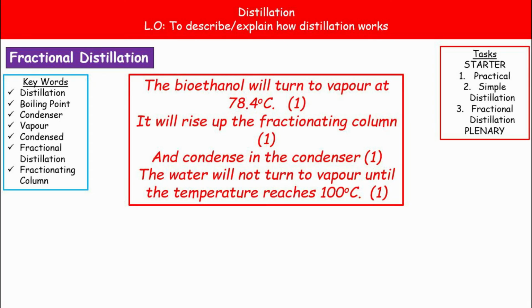Let's mark that answer then. 4 marks available for us here. First one is for pointing out that bioethanol will turn to vapour at 78.4 degrees Celsius. Give yourself a tick if you've got that somewhere in your answer. If you said that once it turns to vapour it rises up the fractionating column, give yourself a tick. If you said it condenses in the condenser, give yourself a tick for that one. And then your final mark is for pointing out that water will not turn to a vapour until it reaches 100 degrees Celsius.